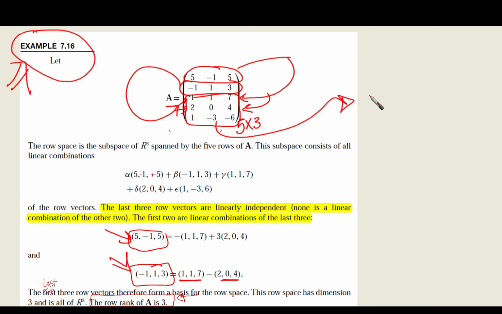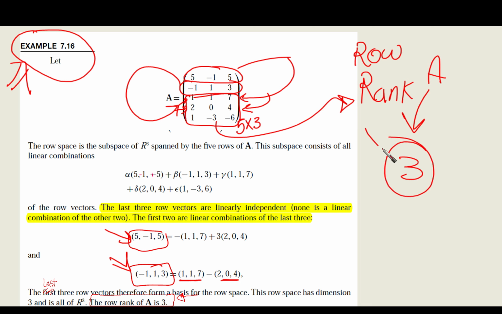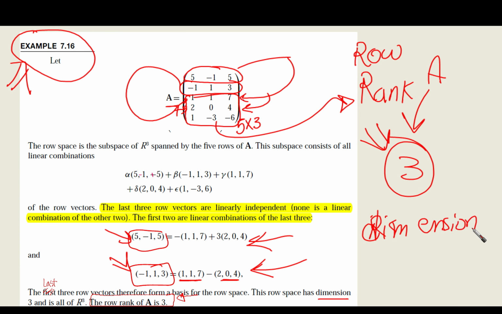So we say that the row rank of A is going to be 3. What is the meaning of row rank? It is the number of independent rows in the matrix. What is the meaning of dependency and independency? I already explained them. Instead of the rank of A, we can call it the row space, or the dimension of the row space. We call it a dimension of 3. Sometimes they call it row space dimension.